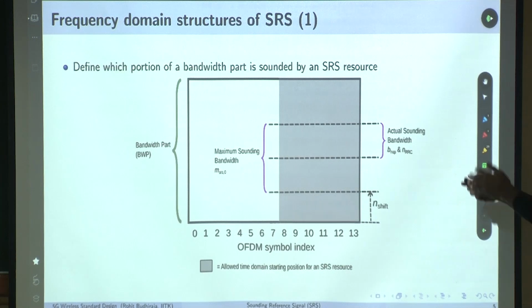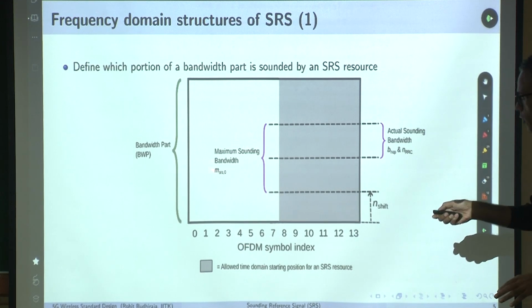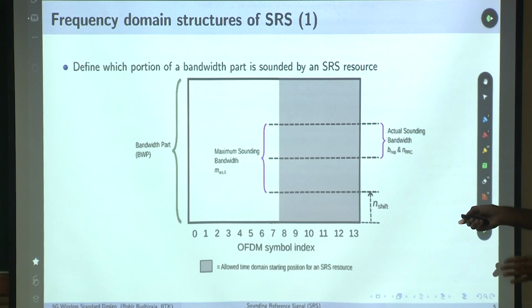But for this example, the base station wants to find out the channel in this part of the bandwidth part. We call this the maximum sounding bandwidth, and this is denoted as M_SRS,0. All these notations will keep coming repeatedly, so as and when they come, we'll again stress upon that.